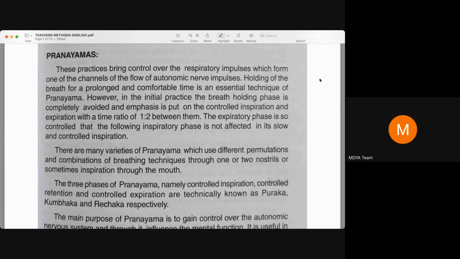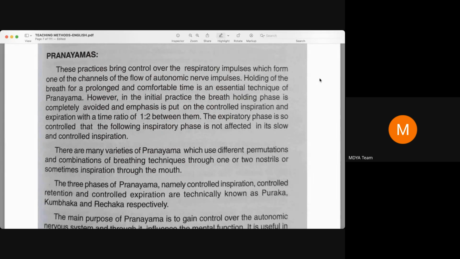So it brings the control over your respiratory impulses, which form one of the channels of the flow of automatic nerve impulses. And holding of the breath for prolonged and comfortable time is an essential technique of pranayama to enhance your lung capacity, to extend the flow of prana in your body. In the initial practice, the breath holding phase is completely avoided, because you should not force or exert your body.